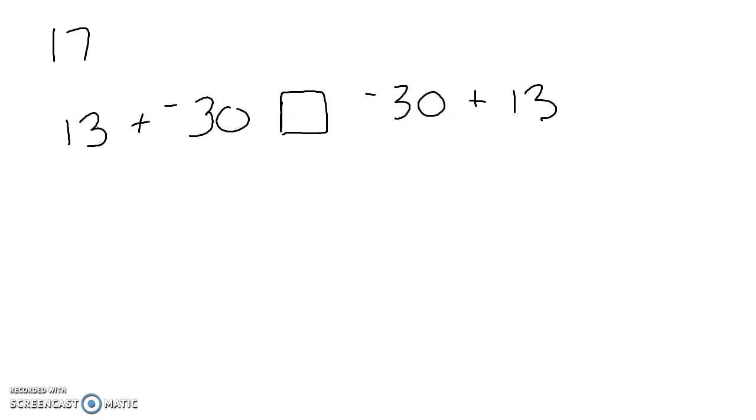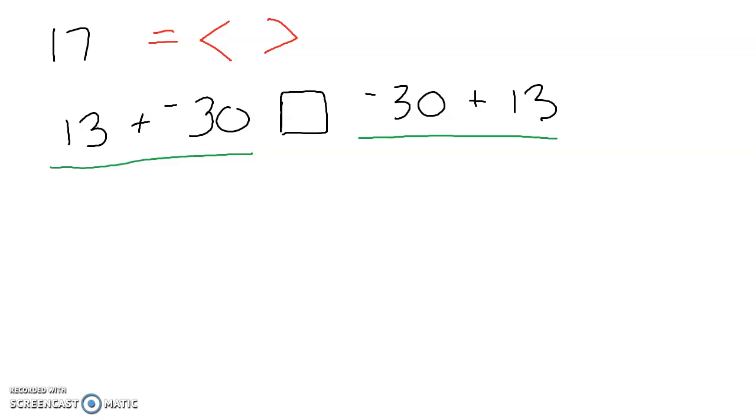Problem 17 was the one where you have to insert either the equal sign, the less than sign, or the greater than sign in order to make each statement true. So let's look at part A. You have a 13 plus a negative 30, and then a negative 30 plus a 13. So let's do the one on the left first, okay?